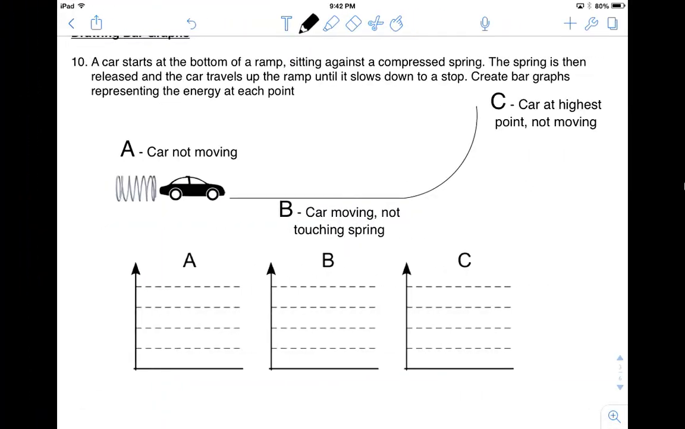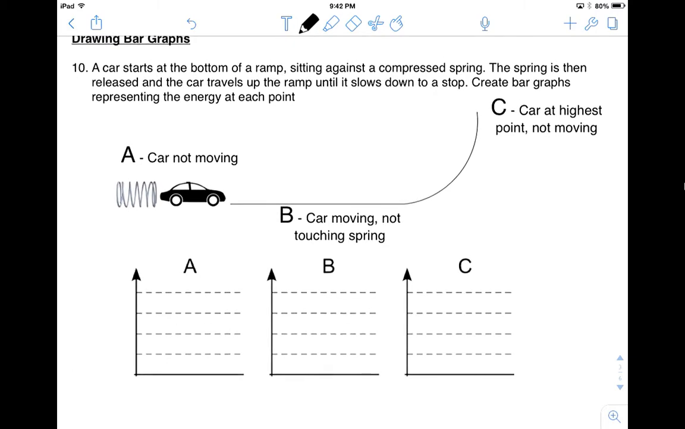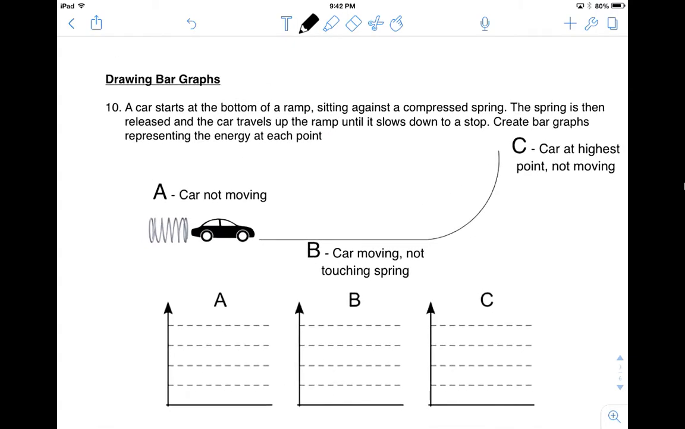There we go. Okay, guys. All right, this is going to be the video for drawing bar graphs.